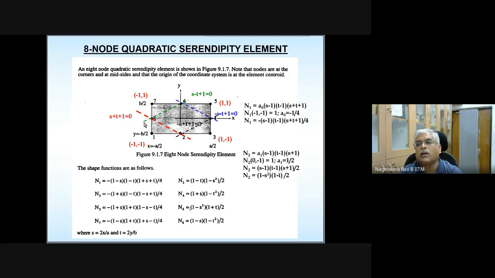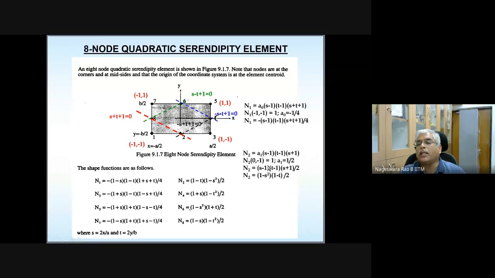So it should consist of terms S minus 1, T minus 1, S plus 1. And in addition, some coefficient, because N2 has to satisfy the condition that N2 evaluated at this node 2 should be equal to 1. So to determine that, I am including this coefficient A1. So impose that condition, and it turns out that A1 is equal to half. Substitute that, you get S minus 1 multiplied by T minus 1 multiplied by S plus 1 divided by 2.